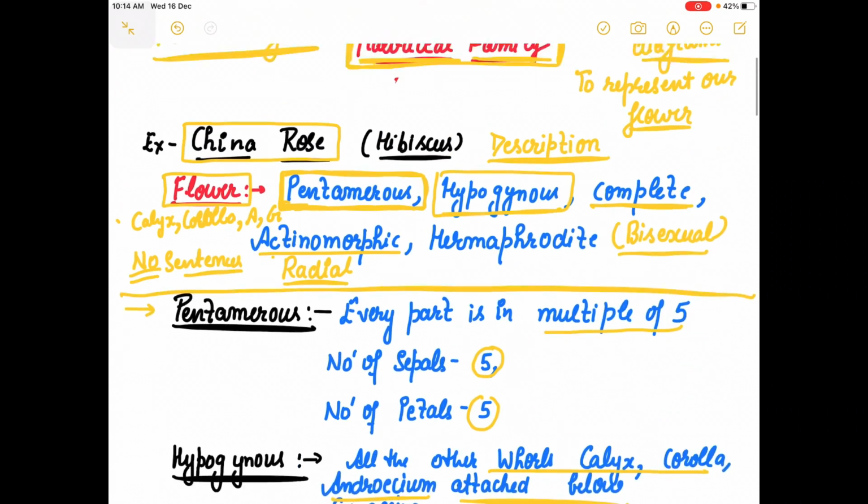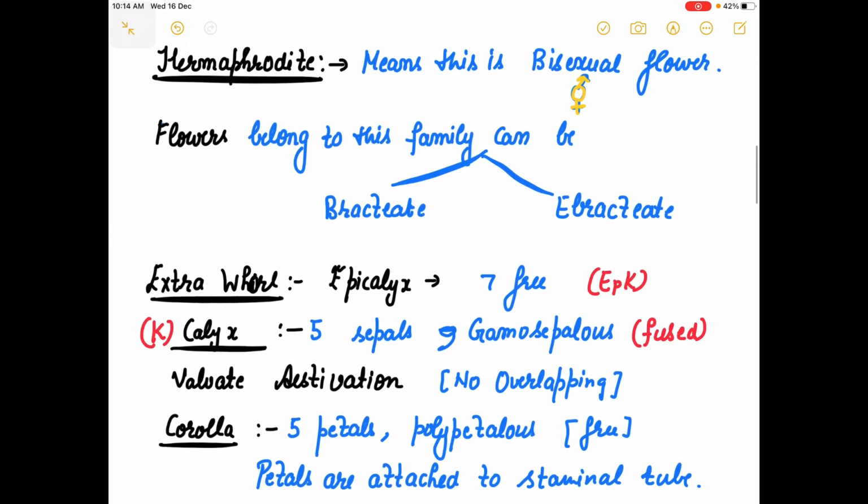One more thing you have to write here is that they can be bracteate or ebracteate, right? So if they are bracteate, then you will use the symbol Br, or if they are ebracteate, you will use the symbol Ebr. So for bracteate you have to use Br and for ebracteate you will use Ebr. Okay, one another extra whorl is present.